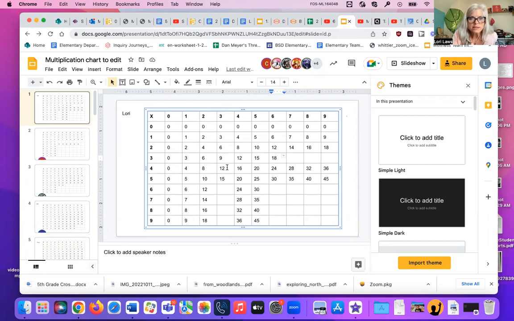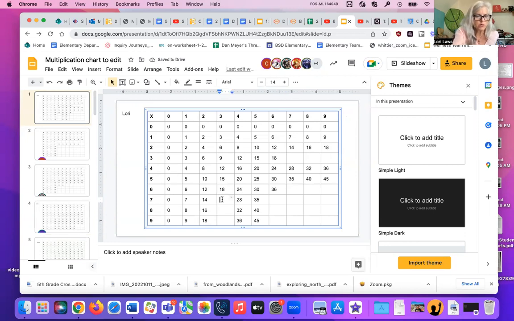See, 4 3s is 12. So 6 3s is 24. 5 3s is 15. So 6 3s is 30. 6 3s, let's see, 15, 16, 17, 18. 18 and 18 is 20, 36. There we go.